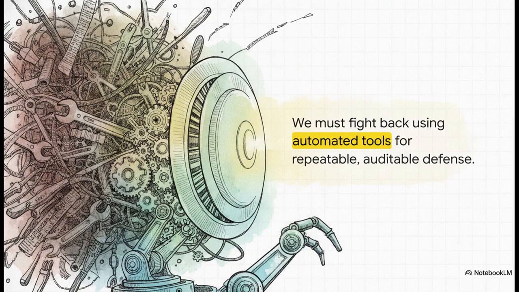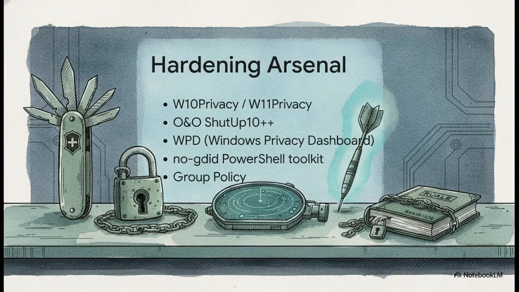Okay, so don't throw your computer into a lake just yet. This explainer is fundamentally about how we fight back. Because trying to block hundreds of telemetry servers by hand is just a recipe for a broken system and a massive headache. Instead, we need to focus our attention on automated hardening tools. The crucial point here is that a massive community of privacy-conscious power users has built an entire arsenal of tools to do this heavy lifting for us. These tools offer a repeatable, auditable defense that survives across reinstalls and Windows updates.